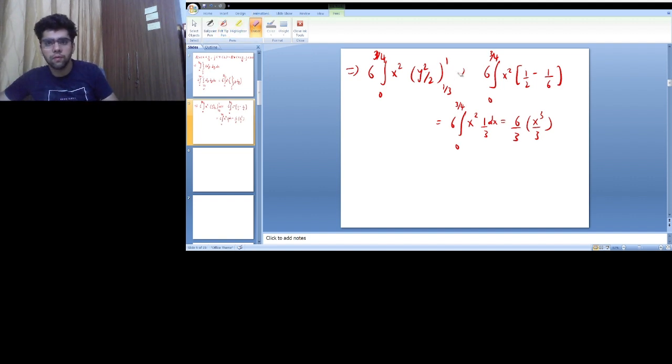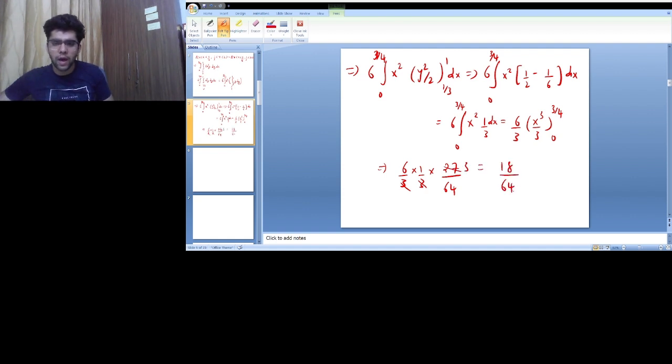This was dx, this was dx, this was again dx, right? So what we have here is from 0 to 3/4 as the limit. This gives me 6/3, and this becomes the cube of, I'll just take out 1/3, so this gives me the cube of 3/4. The cube of 3 is 27, and the cube of 4 is 64. So I'll be left with 3, and 3 goes away, 9 3s are 27. This gives me 18 upon 64, and I can simplify this, and this will give me 9/32, right?